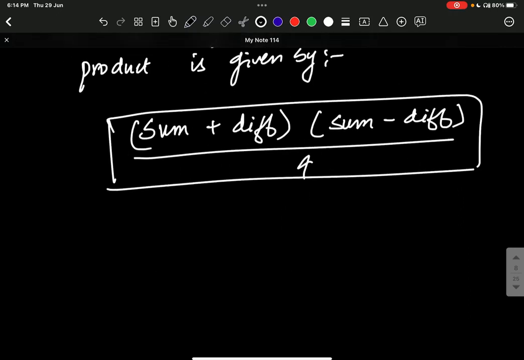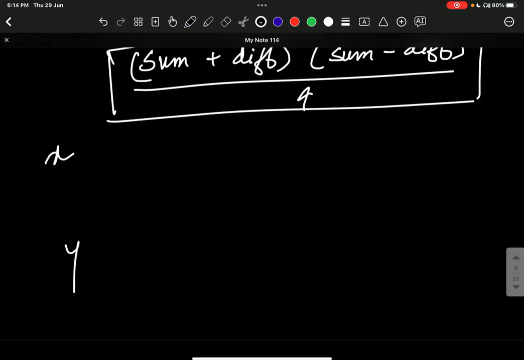And supposedly if any one of you asks me how to calculate that number x and how to calculate that number y, so that is very simple. You have to simply write sum plus difference divided by 2.